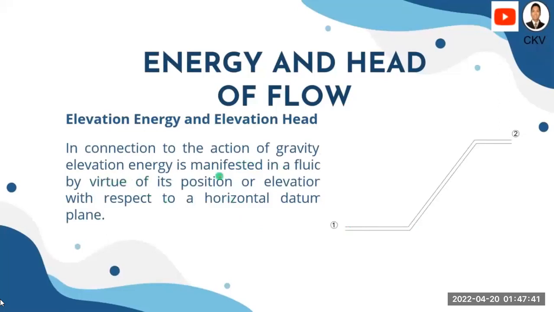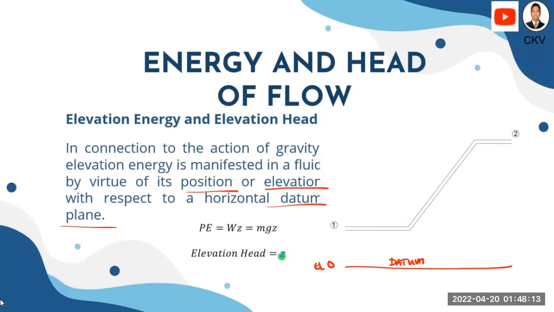In connection to the action of gravity, elevation energy is manifested in a fluid by virtue of its position or elevation with respect to a horizontal datum plane. So if we have a reference point or datum, let's say that datum has an elevation of 0. Okay, so if we are going to determine the potential energy at point 1 or point 2, we can use this equation. This is an equation from physics for the potential energy, or mgh, or weight multiplied by the z distance, or the position or the elevation of that point from the datum. So we have mgz. So that z is measured from the datum going to the point where we are going to calculate the potential energy.